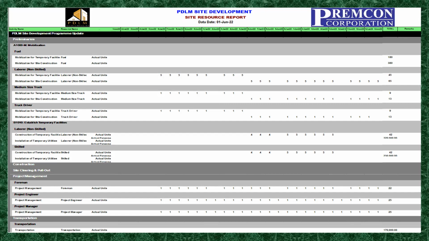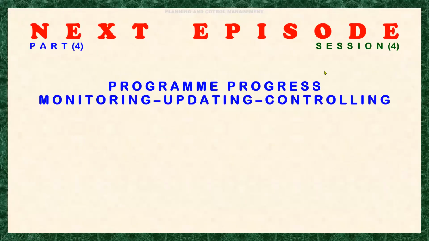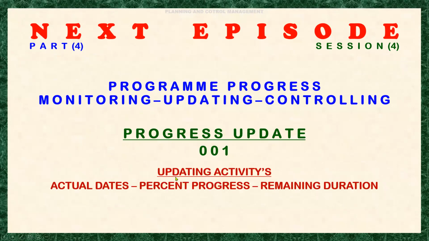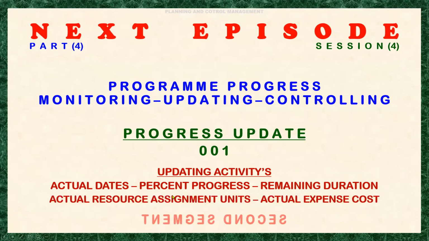Okay, guys, our next episode will be part of session 4, part 4: program progress monitoring, updating, and controlling. We are still on the next episode of progress update 01, and now we will be updating activities, actual dates, and percent remaining. Actually, this is in the second session, the actual date and percent complete.